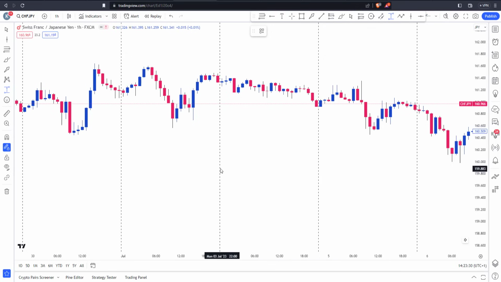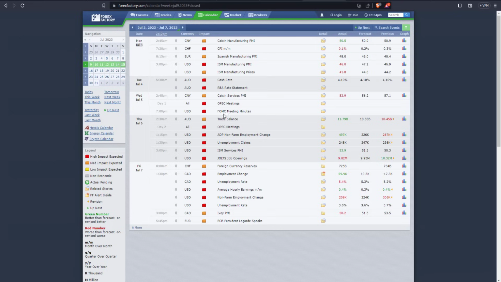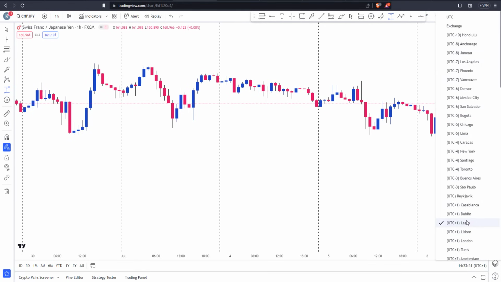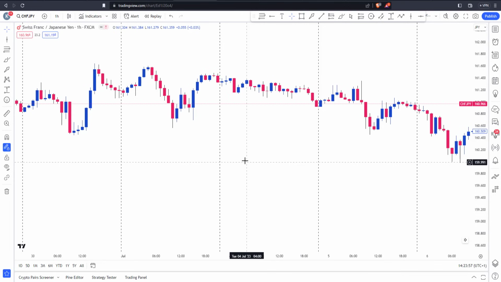We said July 3rd here. At what time exactly did that news come out? Let's check. It was at 7:30 a.m. from my own country. You would like to just select it from here, come to where you see time zone. Make sure I'm on this. This is my time zone. So from 7:30 a.m. is what I'll watch out for.